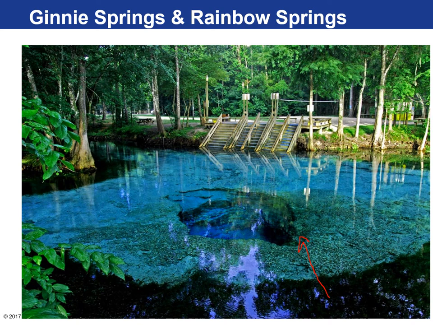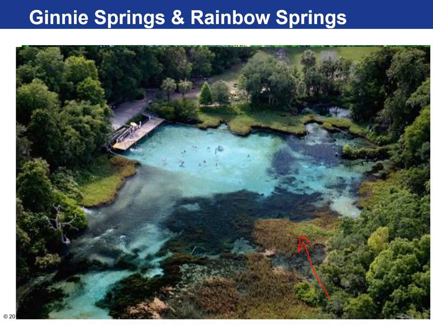I'm sure many of you are familiar with Wekiwa Springs. This is Rainbow Springs. Again, water is discharging from the ground, coming out, and this is the beginning of a river, which is pretty cool. So the river just starts here. I lived in Tallahassee for a while. Wakulla Springs is popular up there. And it's beautiful. These are very beautiful areas, and what makes Florida unique.